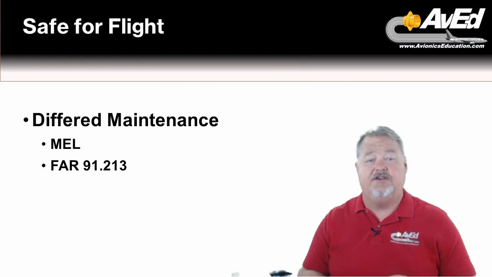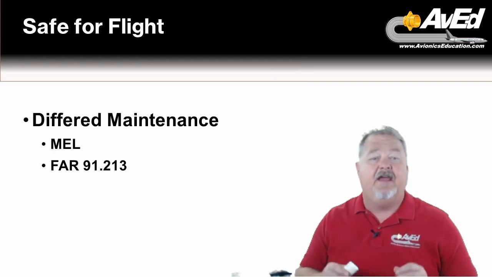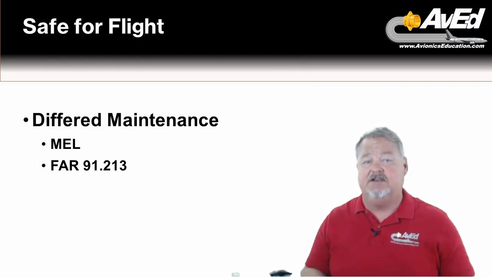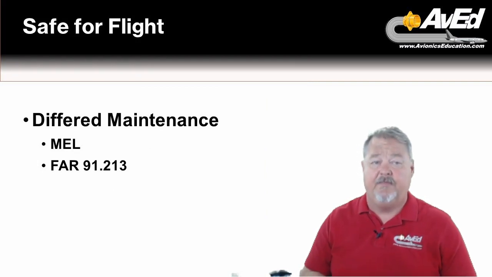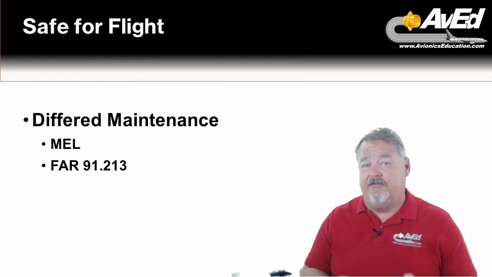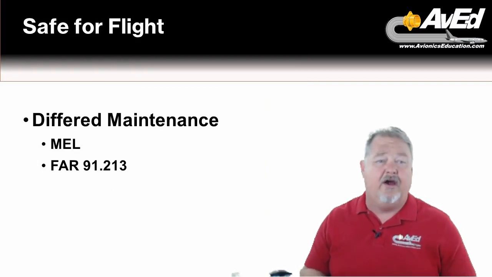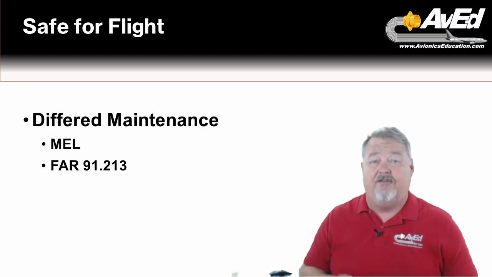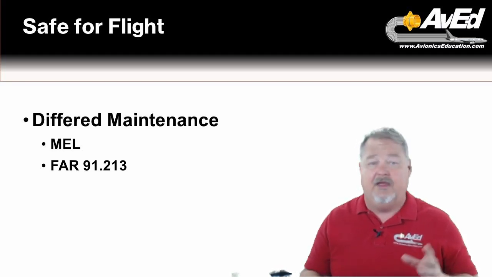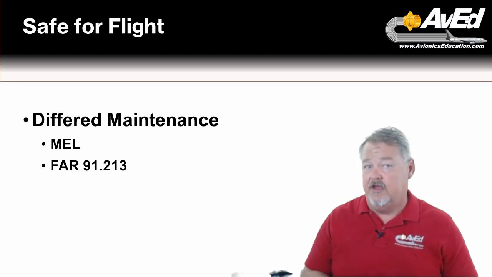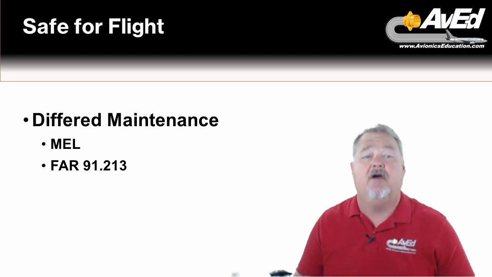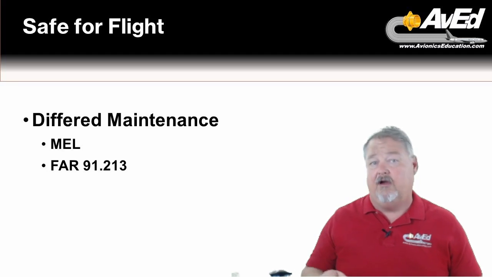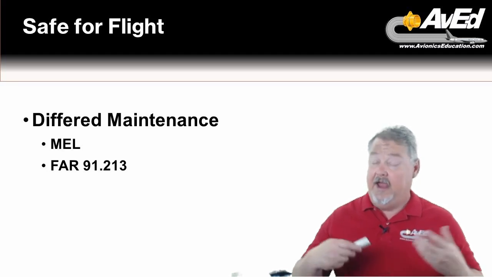The third condition of airworthiness is that the aircraft must be in a condition for safe flight. Now, this statement is the FAA's concession that no aircraft that operates is 100% perfect as if the day it came off the assembly line. The FAA has allowed aircraft, even those carrying paying passengers, to have inoperative equipment, as long as that inoperative equipment is not a hazard to flight.